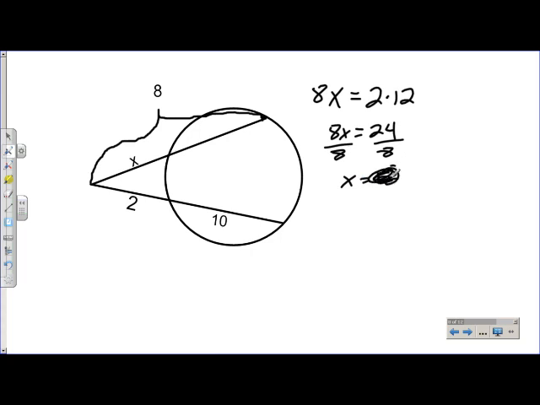Or what in the world? Excuse me. I have x equaling 3. Oops. Excuse the mistake. I guess I was looking at this 12. 24 divided by 8.